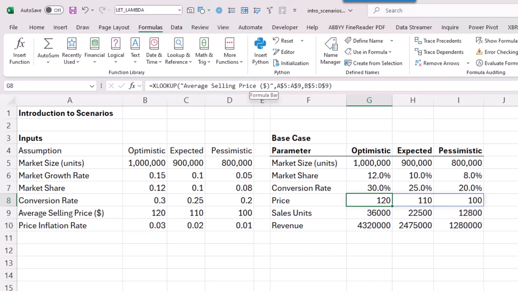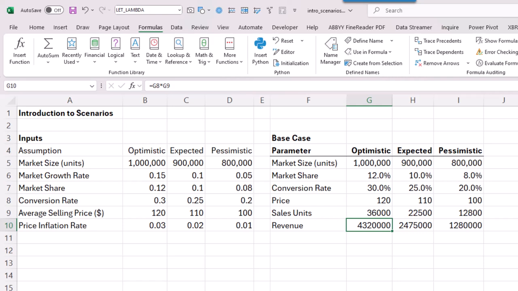Notice how I've amended the names to make it work. For example, we see average selling price there, price here. Sales units, first, let's call it the real formula. G5 times G6 times G7, that's where the 36,000 comes from. And then revenue, it's G8 times G9, and there you are. And we copy those across.